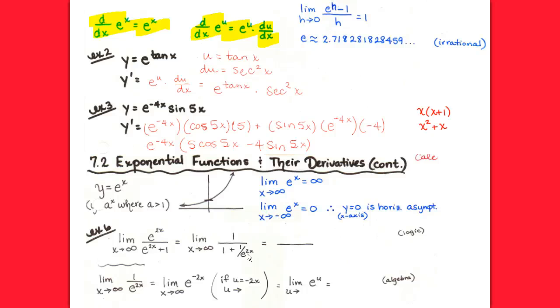That constant, so I'm okay with this guy. The limit of 1 is going to be 1. But this is really where I need to focus: the limit of 1 divided by e to the 2x. That's where I kind of get stuck.